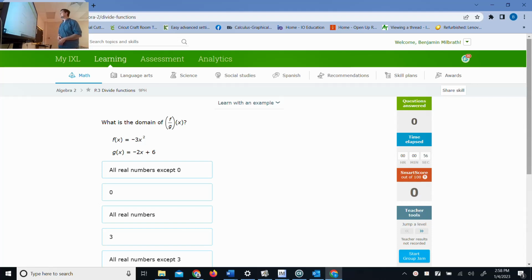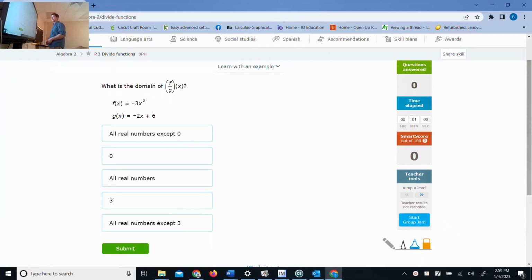What is the domain of f over g? So the first thing I'm going to do is I'm actually going to write down f over g. f over g is negative 3x squared over negative 2x plus 6. Now I've got it in math, the way I teach math, it's my second commandment in math. It says thou shalt not divide by 0. It's an abomination. You cannot divide by 0.